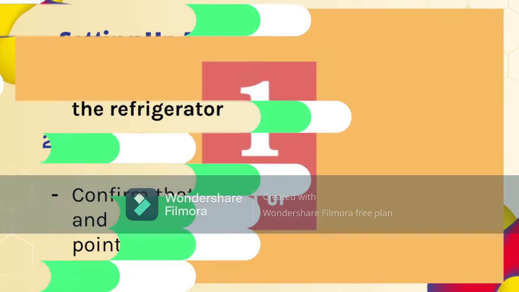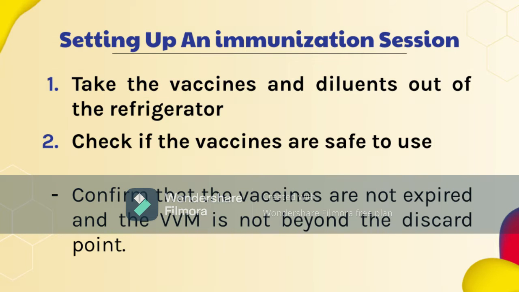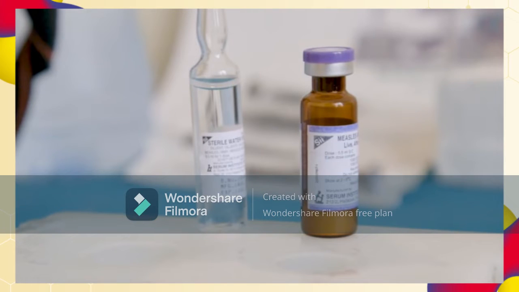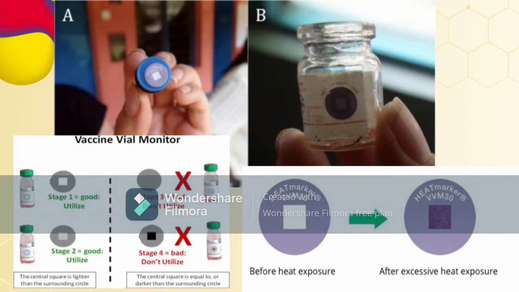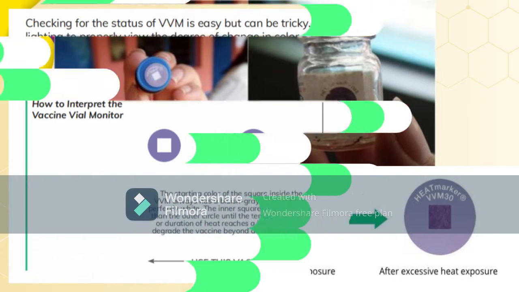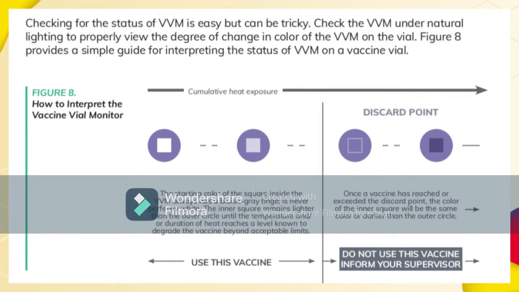When setting up an immunization session, the following should be done before any of the clients arrive at the immunization session. First, take the vaccines and diluents out of the refrigerator. Next, check if the vaccines are safe to use. Vaccine vial monitor is a label on the vaccine vial which serves as an indicator if the vaccines were exposed to heat. This figure provides a simple guide for interpreting the status of the vial monitor on a vaccine vial.